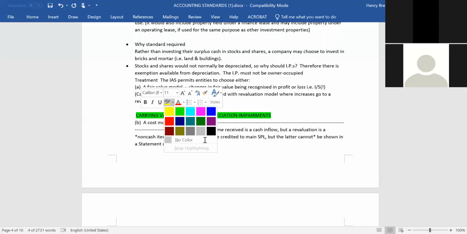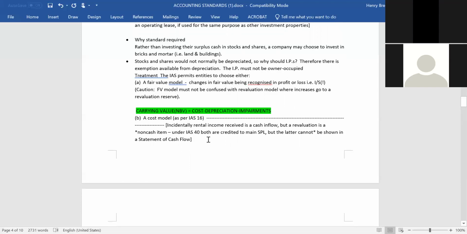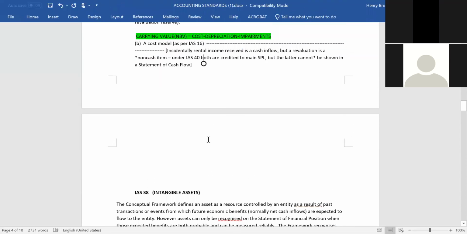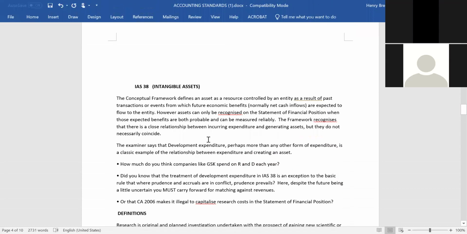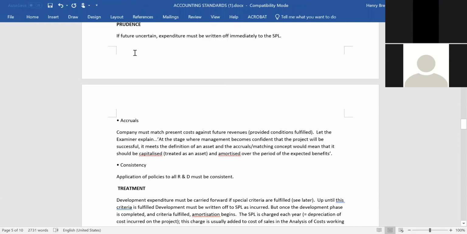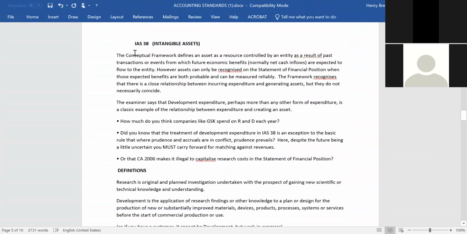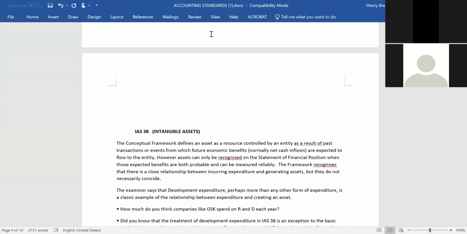Let me represent it in green. So we can also use the same cost model, just like what we do in the case of IAS 16. Next standard, IAS 38, that is intangible assets. After going through IAS 38, I'll look at the next standard, then probably we can give it a bash. Right, so IAS 38 is intangible assets.